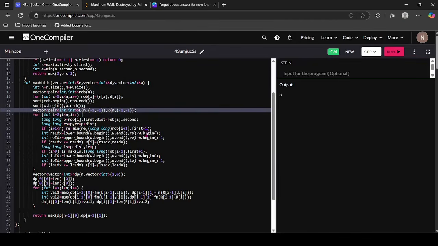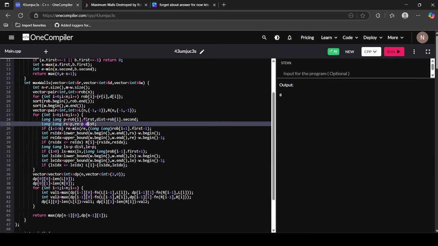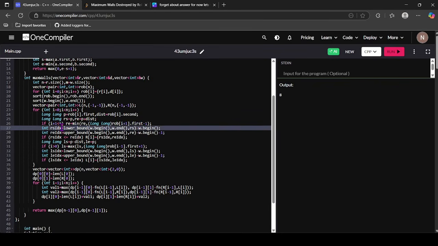So if I plus 1 is less than n, that's why we have sorted the robots. And then r is equal to, we are minimizing r with the next robot's minimum minus 1, so that when the bullet reaches the next robot, it will stop there. So simply we are making minus 1. And then find the lower bound and upper bound as we discussed.